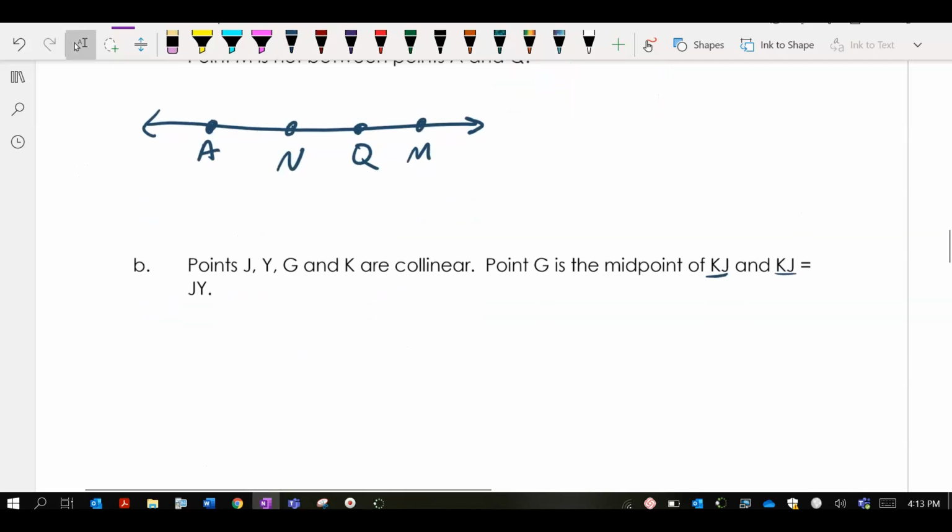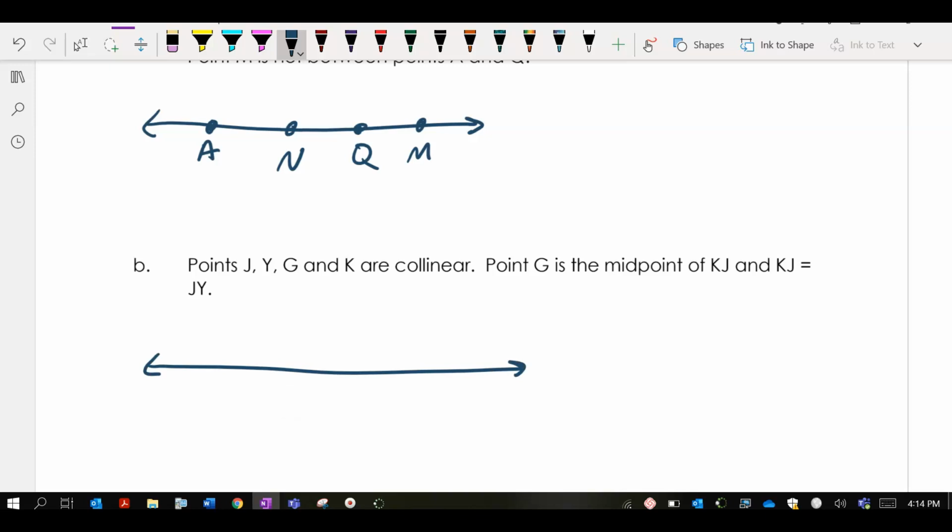The next question, there's more than just drawing it. We also have to add some notation of things being congruent. So we have here another line. G is the midpoint of KJ, and KJ is equal to JY. So we have a line. Okay, we have 4 points.